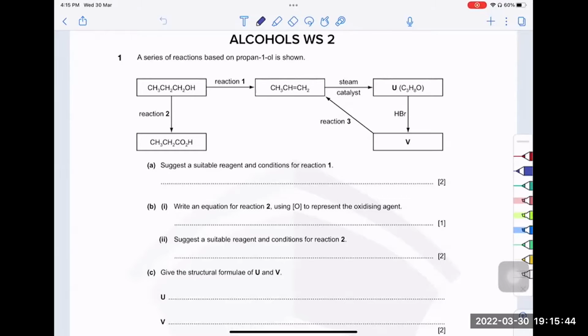And with V, something is happening. Again, V is a halogenoalkane. We already know that because HBr is added there. And V then does something to form the propene again. That basically means that V has lost the H and the Br that it was added with. So yeah, this is again elimination, giving HBr as a byproduct. On the other side, reaction 2, it is basically oxidation because you converted a primary alcohol to a carboxylic acid.